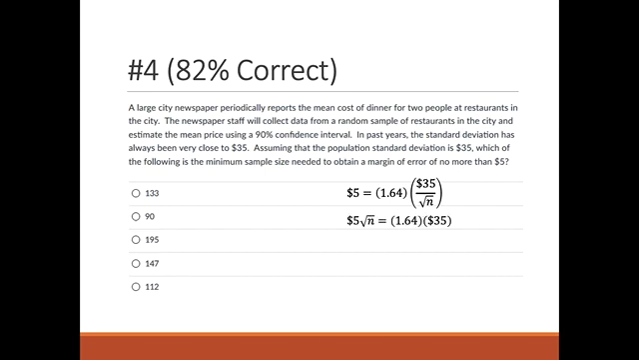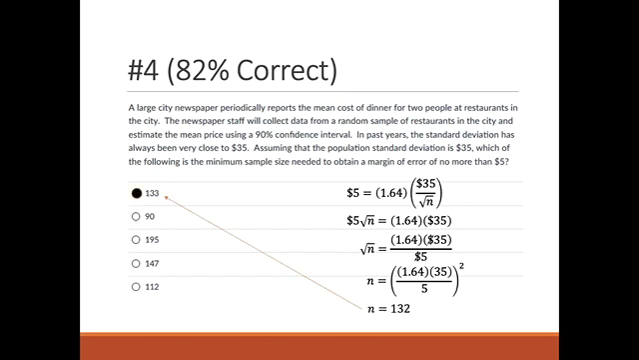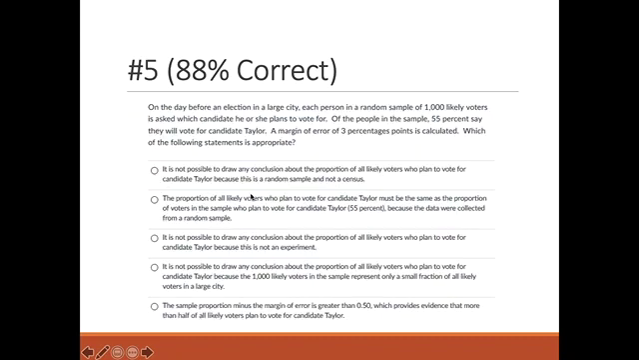I'm going to multiply both sides by the square root of n, and then we're going to divide both sides by the 5 to get the radical by itself, and then we can square both sides in order to get rid of the radical, and that gives us 132. Of the answers over here, the closest one by far is the 133. That's the correct answer for number 4.